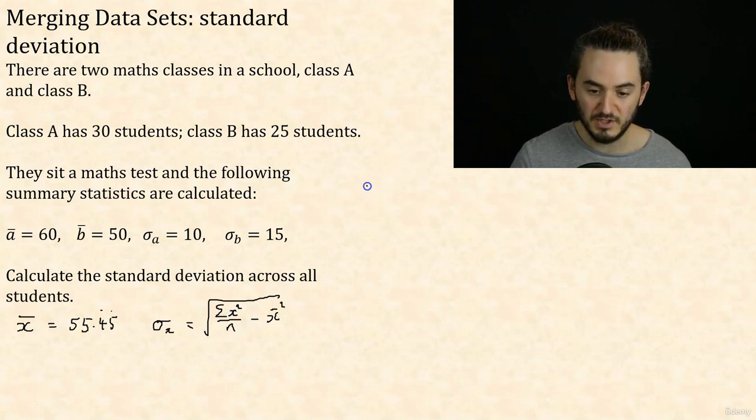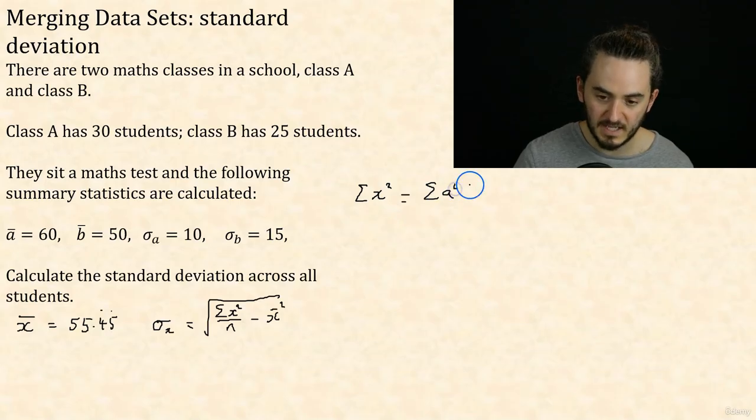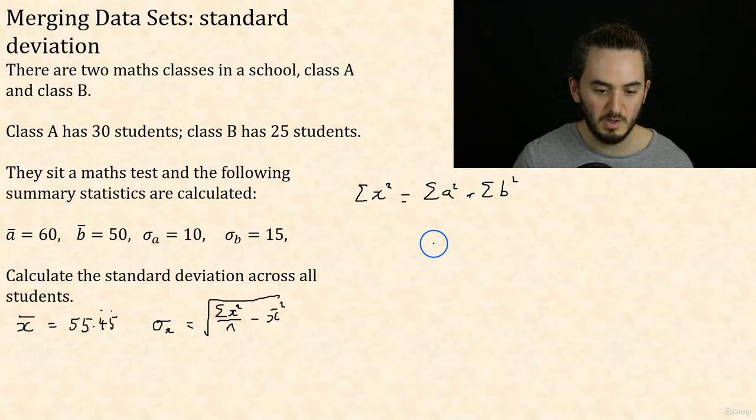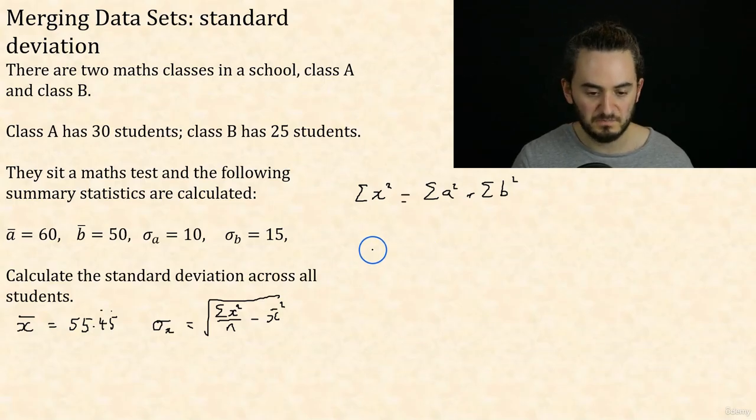And we're actually going to use this fact, which is kind of obvious when you think about it. The sum of all of the squared scores is the sum of all of the squared scores in Class A plus the sum of all of the squared scores in Class B. So the question is, how do we work out the sum of the squared scores for A and for B? Well, we do it using the standard deviation.